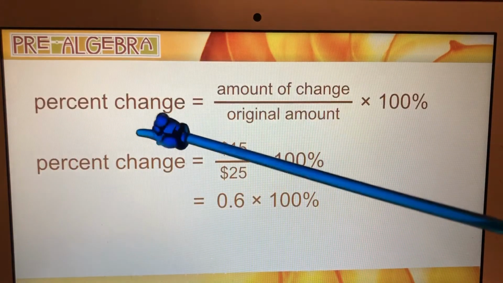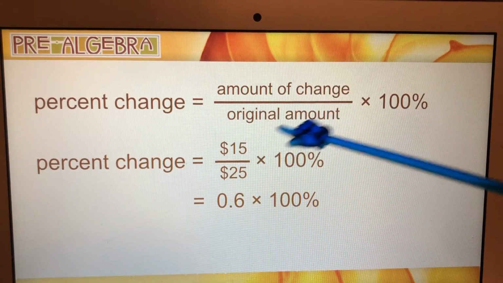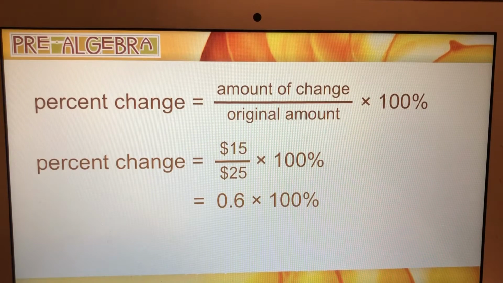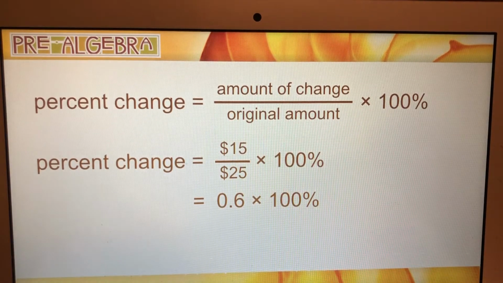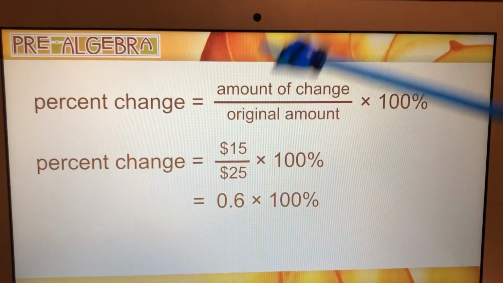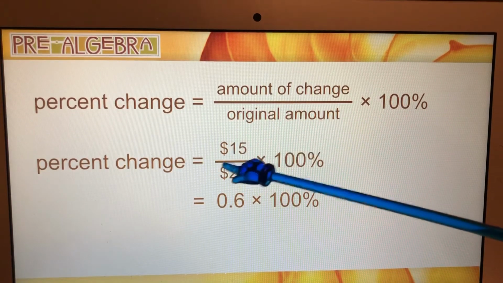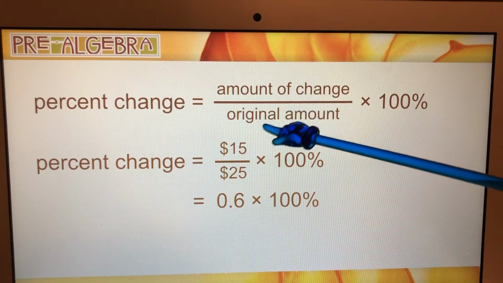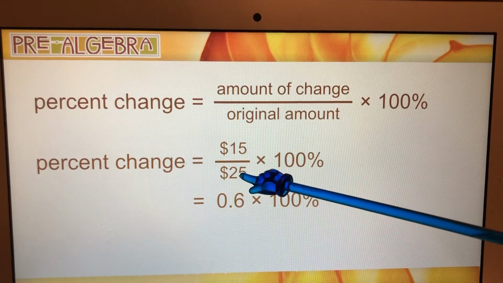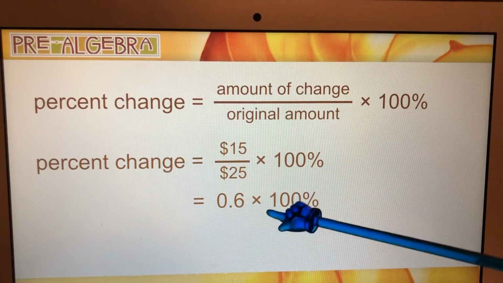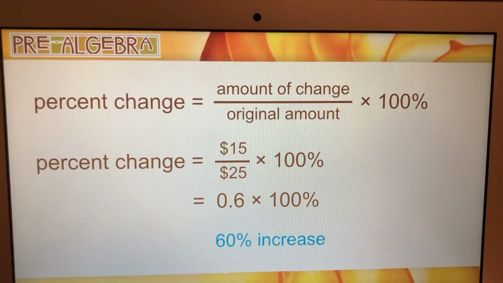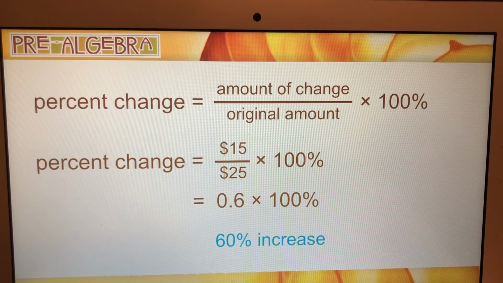So remember our formula: the percent change is equal to the amount of change over the original times 100%. In the problem, we had $25 last summer, and this summer would be $40, right? So when you subtract 40 minus 25, you get $15, and that's our amount of change. Then we put the original amount on the bottom, and then you multiply by 100%. So 15 over 25 gives us 0.6. You multiply that by 100, and you get a 60% increase. And why is this an increase? Because his amount went from $25 last summer to $40 this summer. So that gives us a 60% increase.